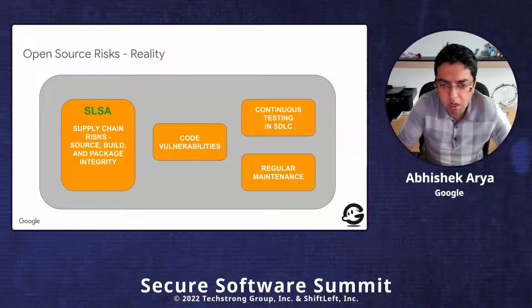For example, attacks like SolarWinds and Codecov have taught us that supply chain risks are a very big deal, as attackers have found it much easier and much more reliable to attack our build pipelines rather than finding vulnerabilities in our code.